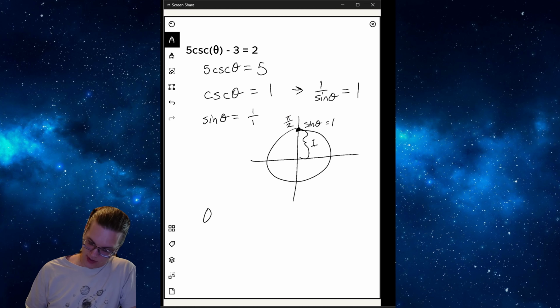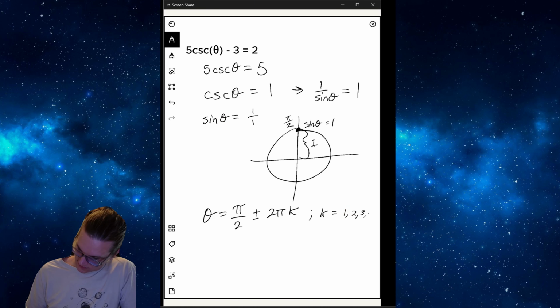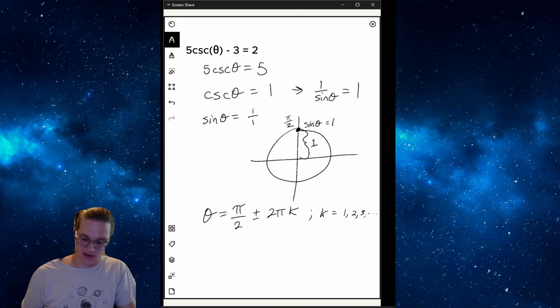And so our infinite solution set is going to be pi over 2 plus or minus 2 pi k, because we were talking about sine, where k is an integer, an infinite amount of them, actually. All right, let's keep going.